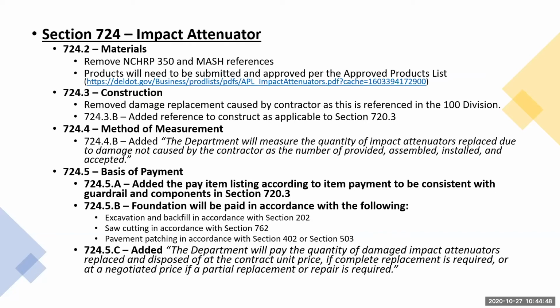Impact attenuators, again, references to NCHRP 350 and MASH were removed. We now have an approved products list. So contractors were selecting off of the approved products list from this point forward with anything referencing the 2020 specs. These are all MASH compliant devices that are on the APL for permanent impact attenuators.